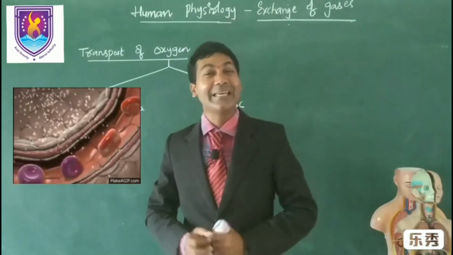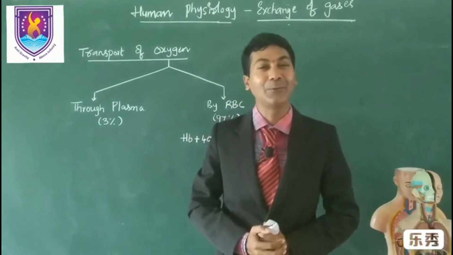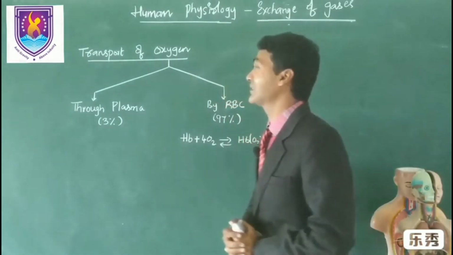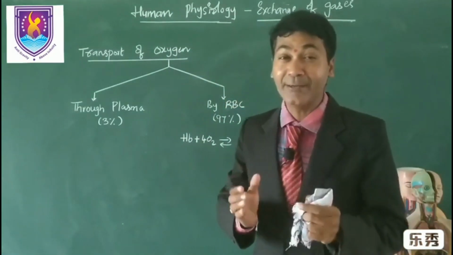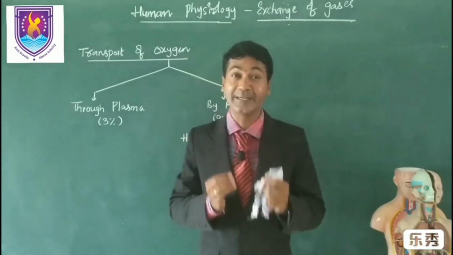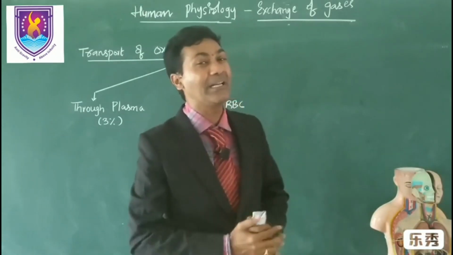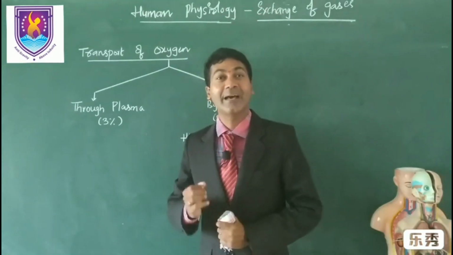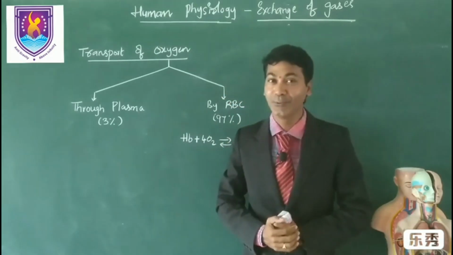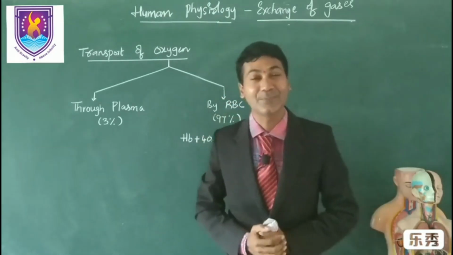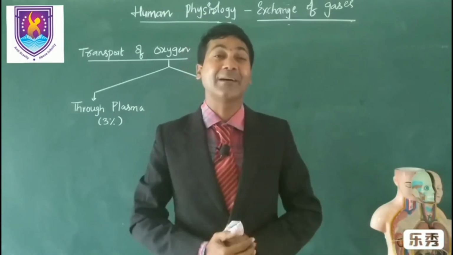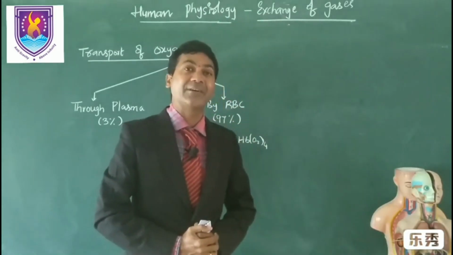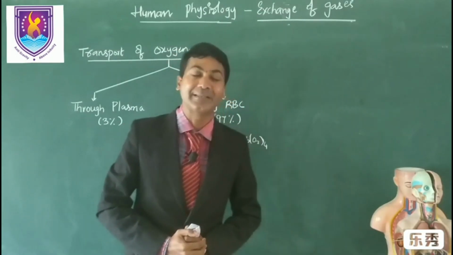So my dear students, in this session I am going to tell you the transport of oxygen with the help of blood. Transport of oxygen by the blood. 100 milliliter of oxygenated blood carries 4 milliliter of oxygen under normal condition. Blood carries oxygen with the help of two modes. One is through plasma. About 3% of oxygen is carried by the plasma and 97% of oxygen is carried by red blood cells.